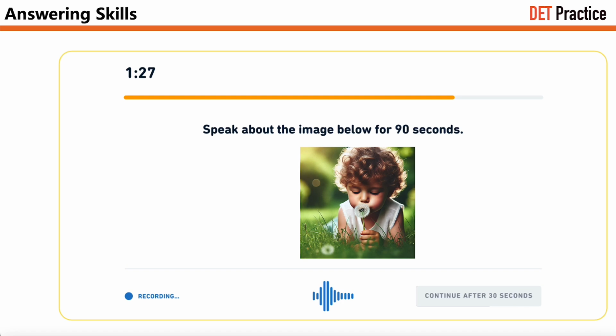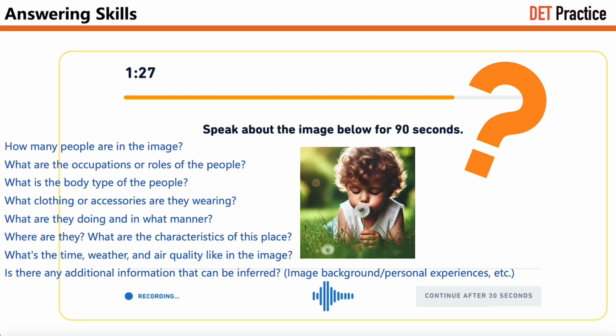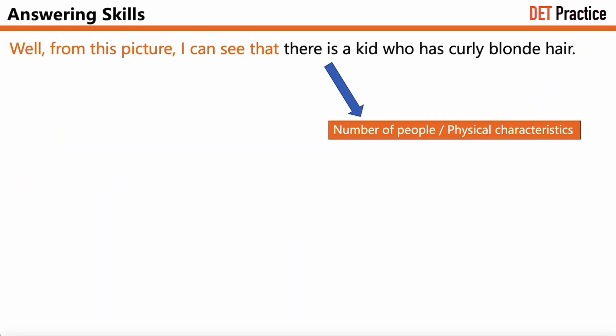For example, if we look at the questions on the left side of the image, if we answer these questions in order, we can organize a complete answer. Next, let's try to answer this question. Well, from this picture, I can see that there is a kid who has curly blonde hair. In this step, we describe the number and appearance of people in the image.